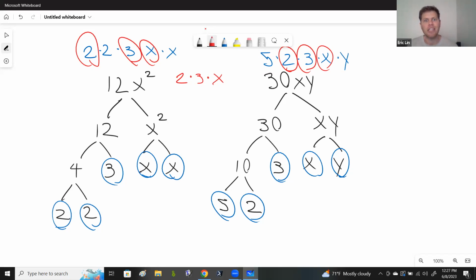So it looks like the biggest thing that can fit into both 12x squared and 30xy is 6x. So that is my greatest common factor of these two expressions.